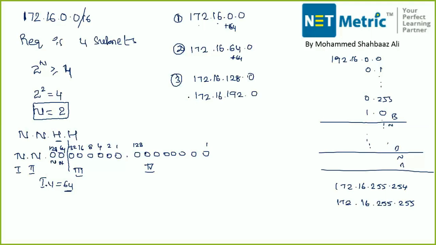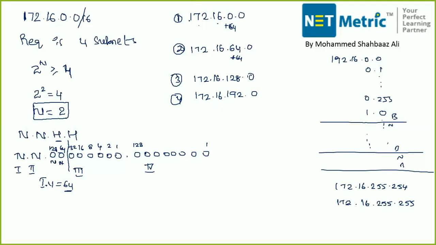So it will be 172.16.192.0. But if I add 64 to 192, it will become 256. I cannot make 16 as 17 because this is a network portion. So I have to stop here. Only 4 subnets I will get.